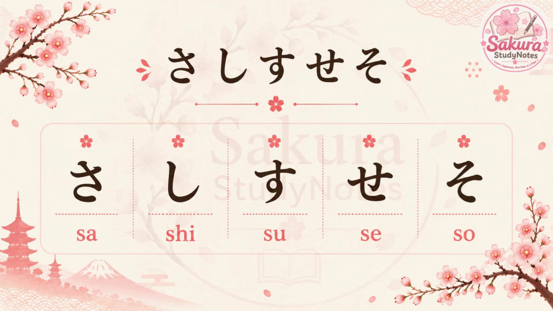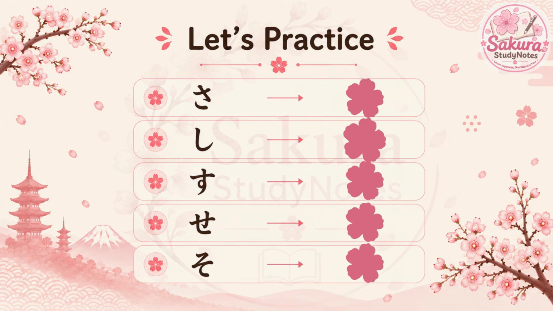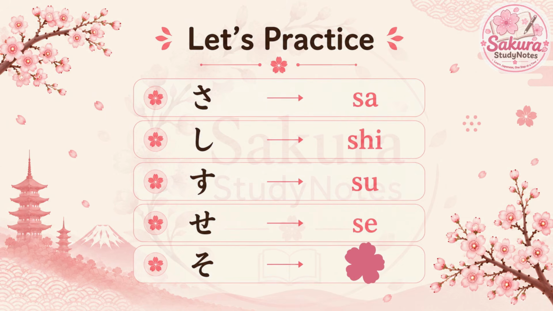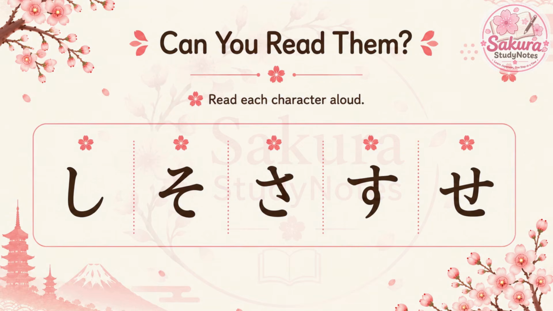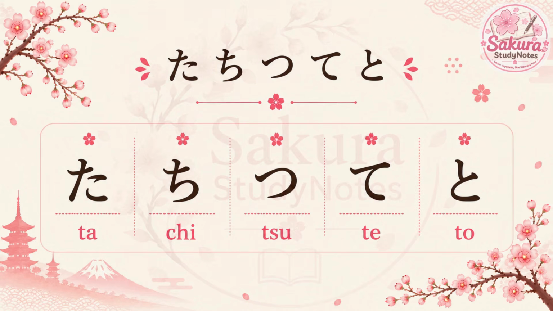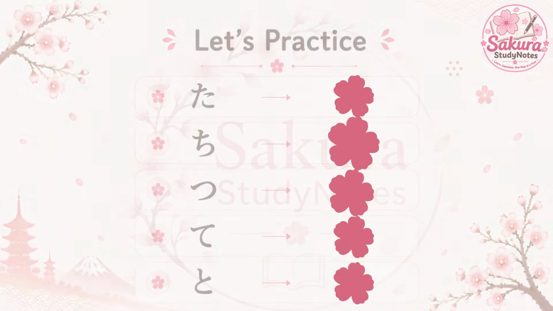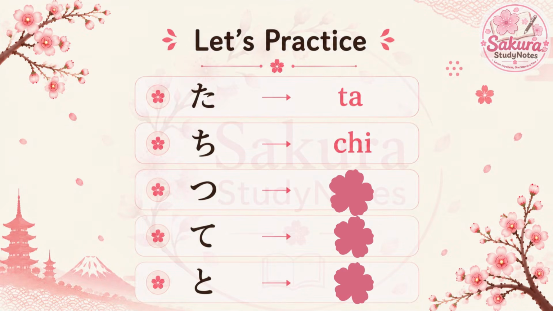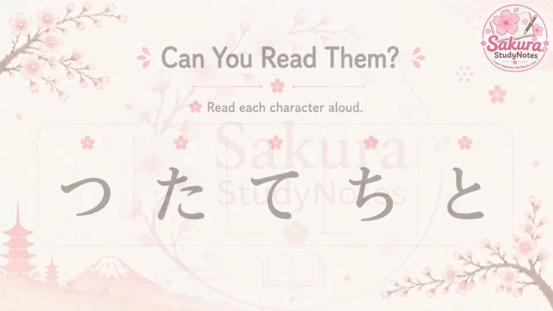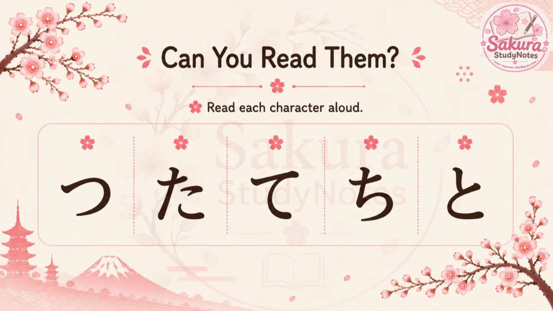Next, we continued with the S row. Let's practice to read. Sa, Shi, Su, Se, So. Can you read them? Read each character aloud. Next, the T row. Let's practice to read. Ta, Chi, Tsu, Te, To. Can you read them? Read each character aloud.